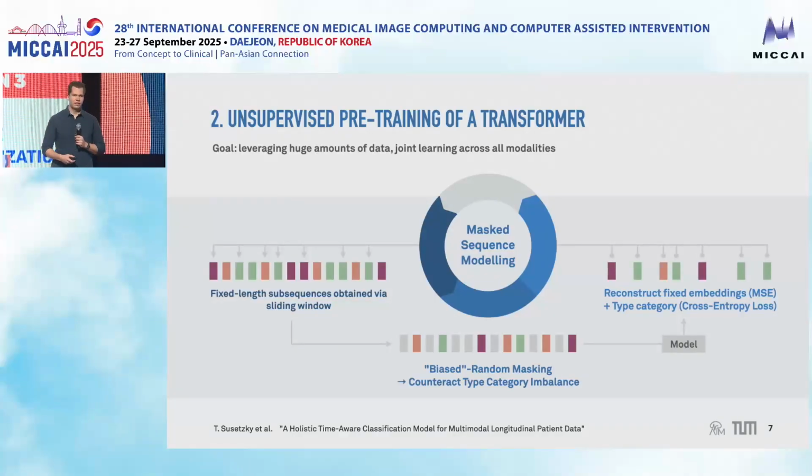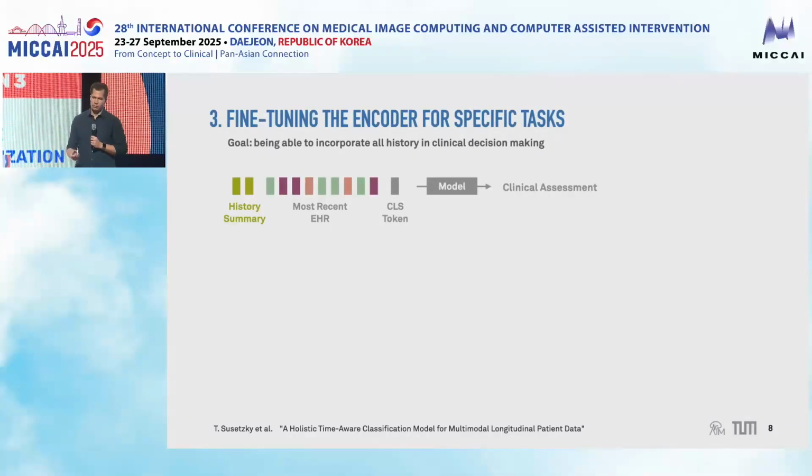The model is then tasked to reconstruct the masked tokens from context. In particular, it should reconstruct the fixed embedding components via the MSE, and we add a classification head to reconstruct the type category. Finally, we use the transformer encoder and train it for a specific clinical decision-making or assessment task. So we add a CLS token to the input and a head to the model.